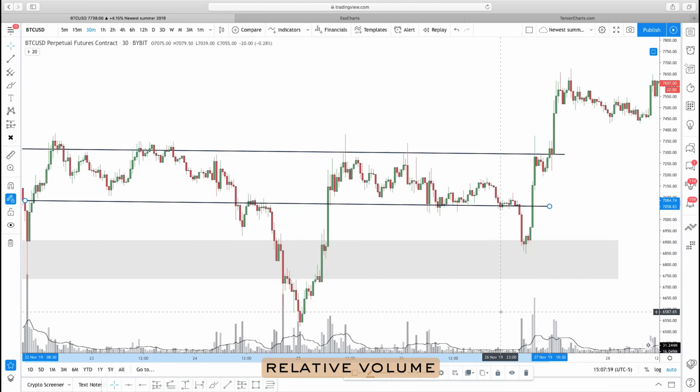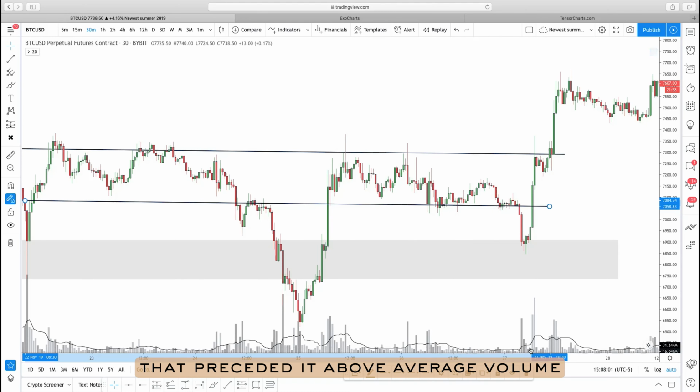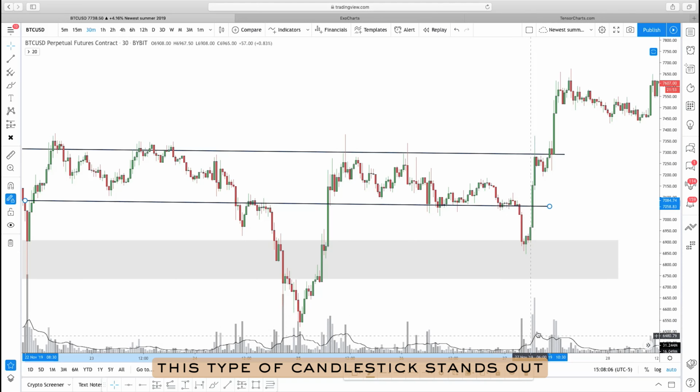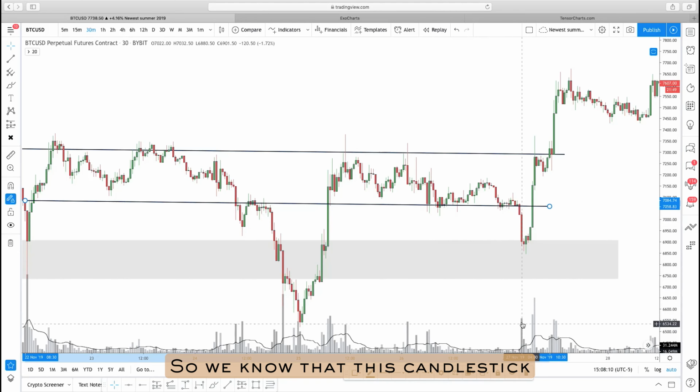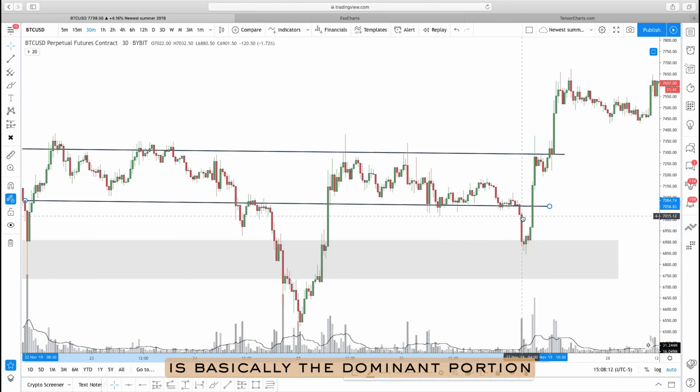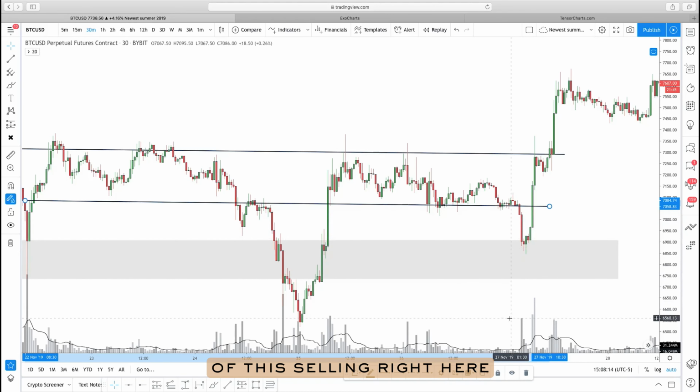So it was high relative volume, relative to the volume that preceded it, above average volume, and we're looking at the volume moving average, and we can just tell this type of candlestick stands out. And we're looking at the lower time frames, so we know that this candlestick for this volume is basically the dominant portion of this selling right here.